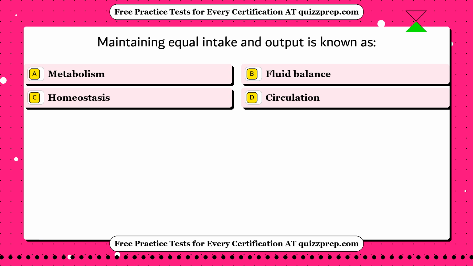Question 64. Maintaining equal intake and output is known as: Option A, metabolism. Option B, fluid balance. Option C, homeostasis. Option D, circulation.